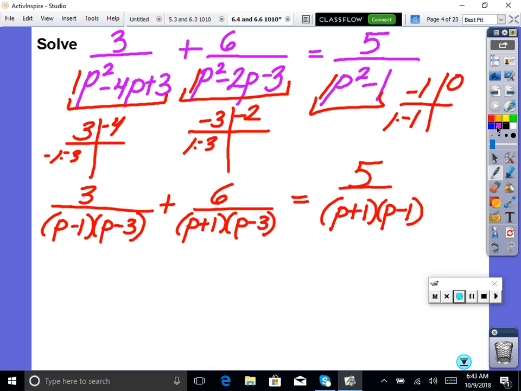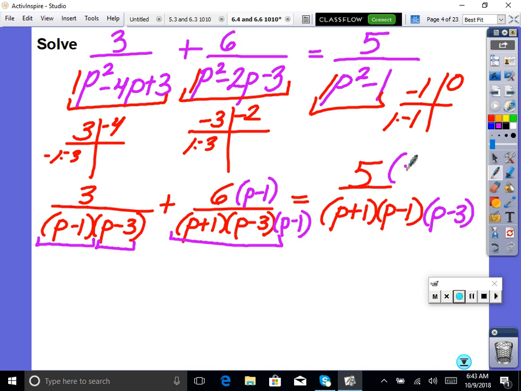Okay, so we need to get the denominators to look the exact same. This one has a P minus 1. Does this one have a P minus 1? No, so it needs a P minus 1. Does this one have a P minus 1? Okay, moving on. P minus 3. Does this one have a P minus 3? This one does not, however, so we need a P minus 3 here. Then looking at this, P plus 1, P plus 1, this one's missing a P plus 1. So we multiply by P plus 1, P plus 1.